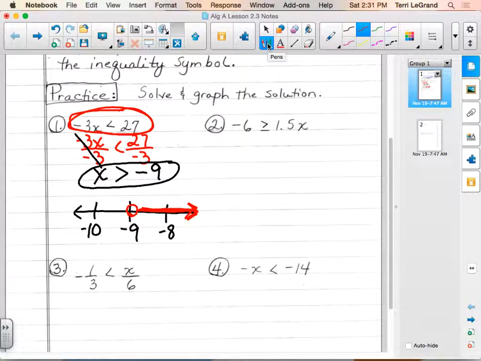We have negative 6 is greater than or equal to 1.5x.